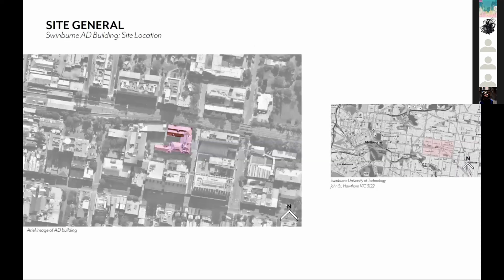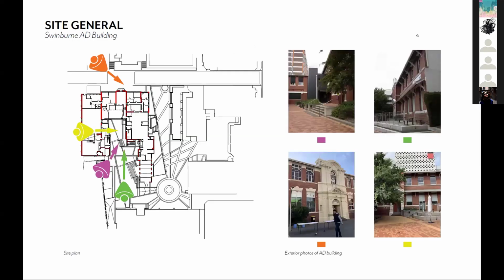Project Terrarium will seek to improve the spatial quality and attempt to unify the space. The chosen building for this project is the AD building in Hawthorn campus of Swinburne University, as indicated in red. The building is located along John Street, opposite the library, and is a very populated area during school hours.